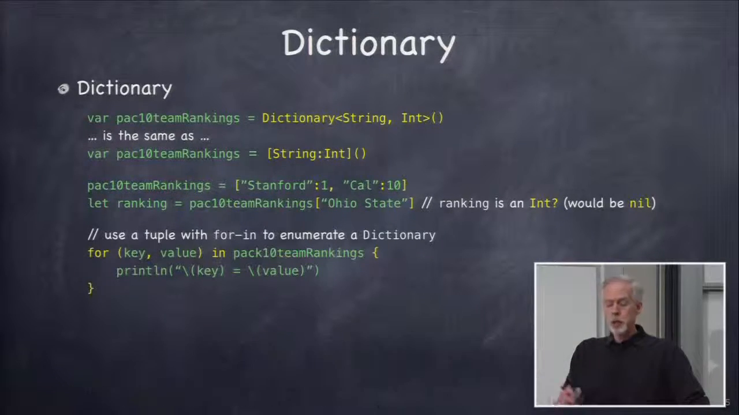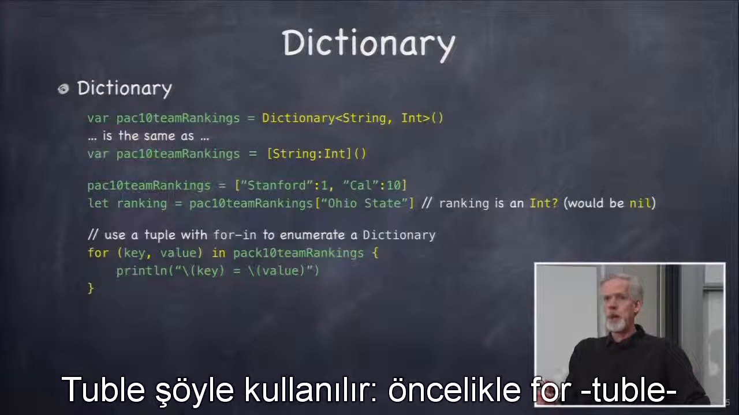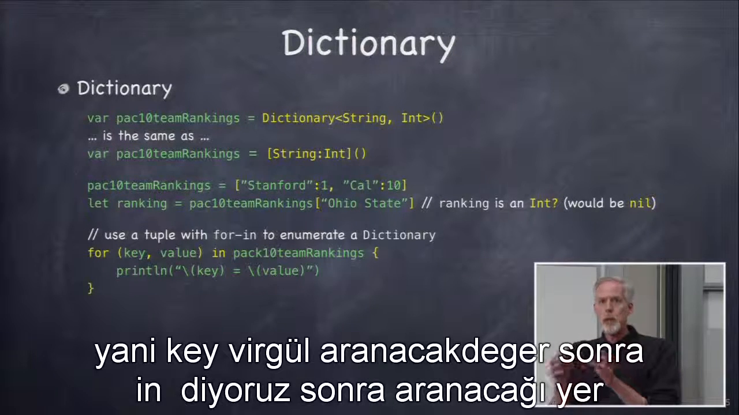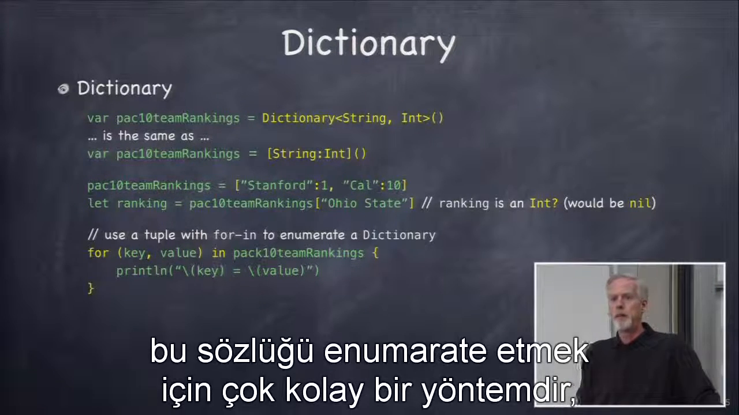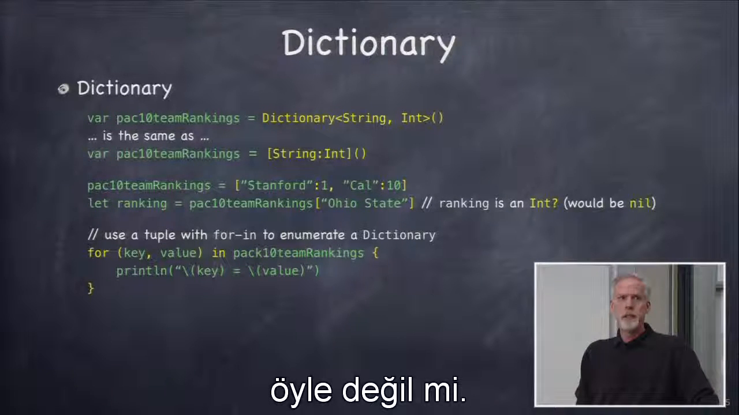To enumerate a dictionary, you use a tuple. Okay, so you say for the tuple, key comma value, in the dictionary, and then inside there, key and value will both be set. Okay, so that's a really easy way to enumerate dictionaries.